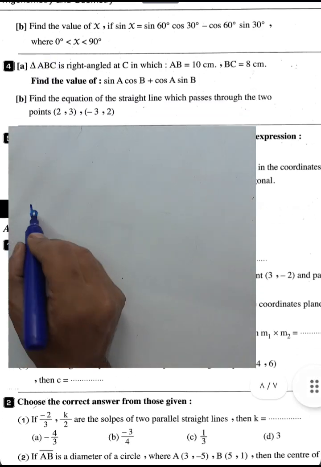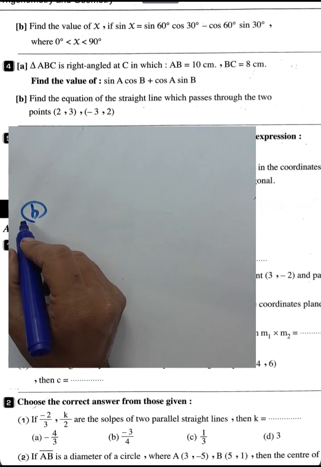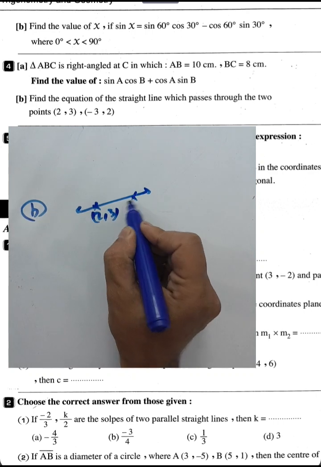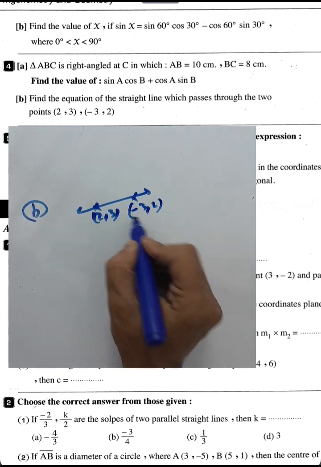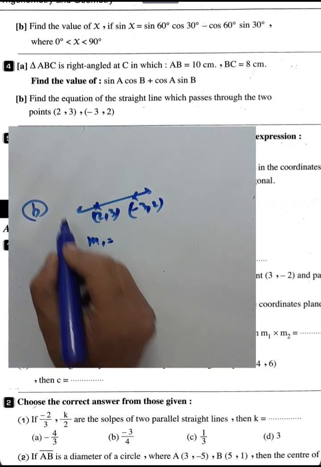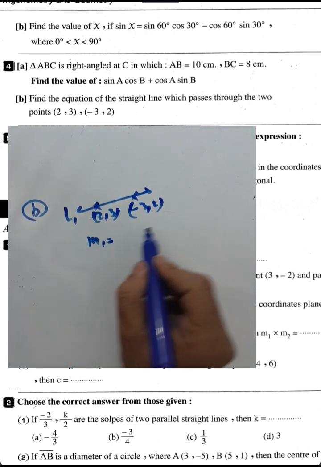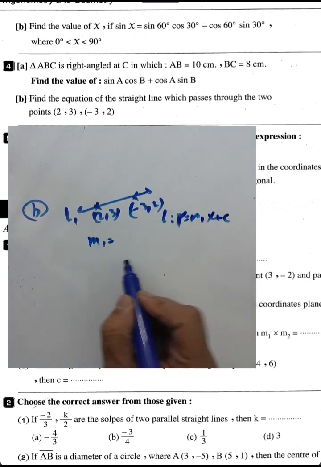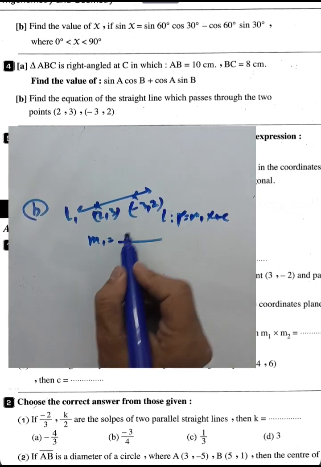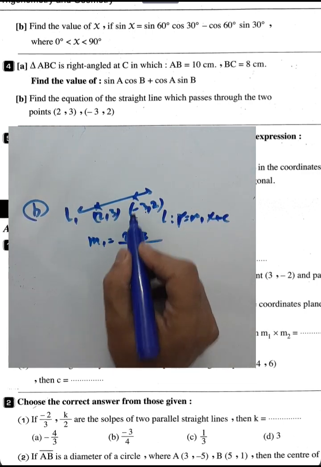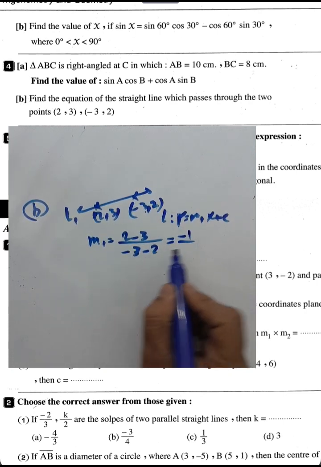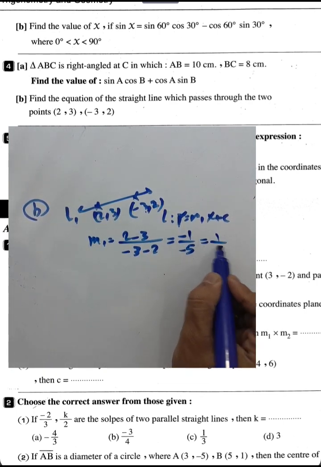Question letter B. Find the equation of the straight line passing through two points, 2 and 3, and -3 and 2. We can find the slope: y equals mx plus constant. The slope is 2 minus 3 over -3 minus 2, which is -1 over -5. The slope will be 1/5.